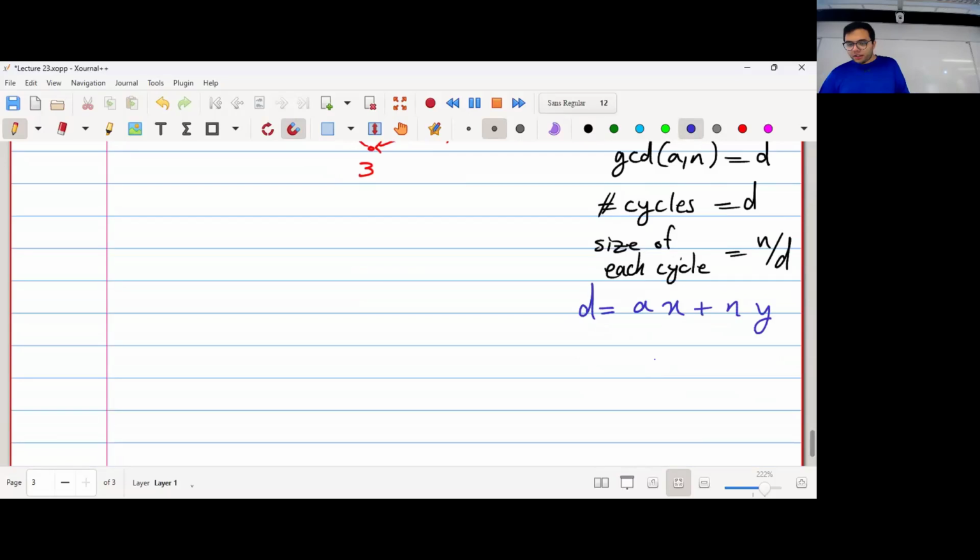But what does this mean? If I look at it modulo n, it means that d is equal to ax modulo n, right? Just cancel the ny. So if I'm creating this cycle where I'm starting with 0 and I'm just seeing all the multiples of a, at some point I'm going to see ax, which means at some point I'm going to see d.